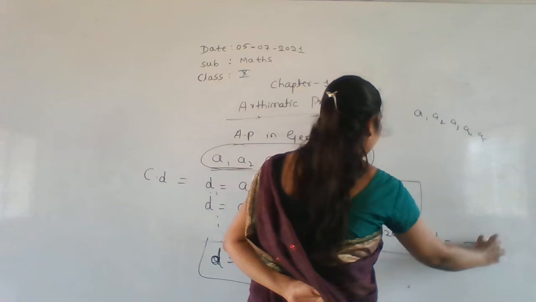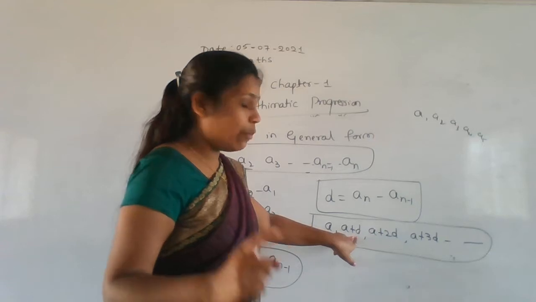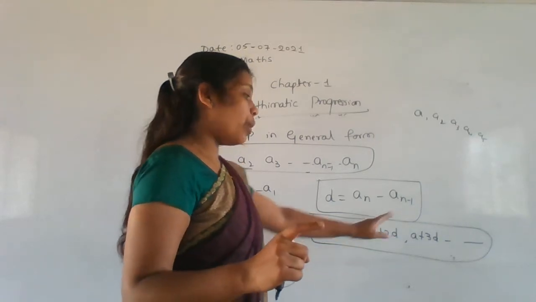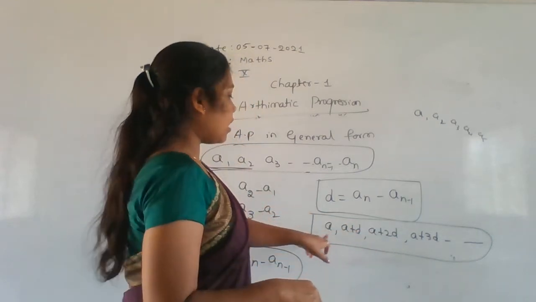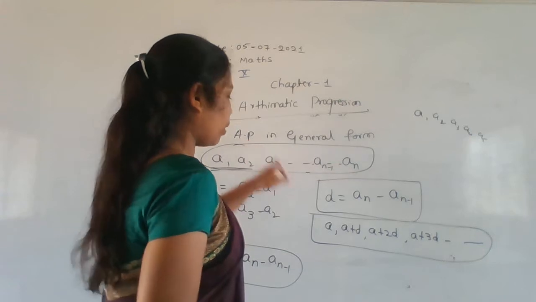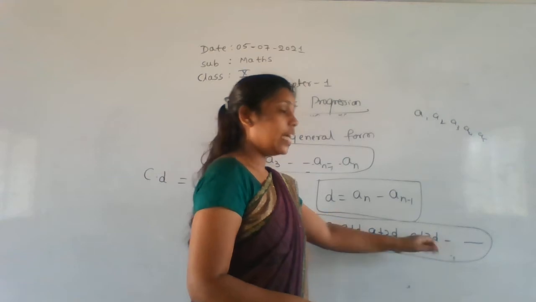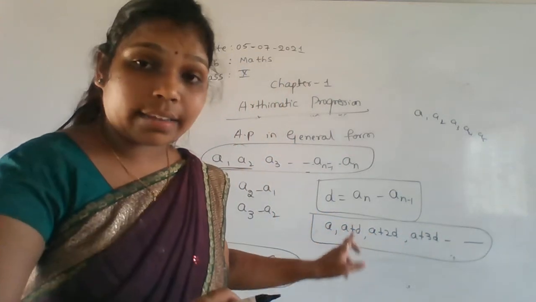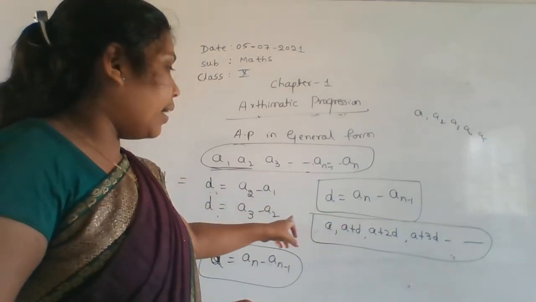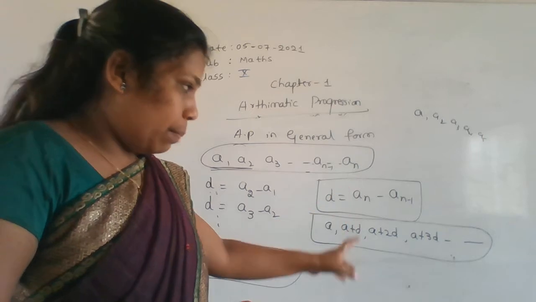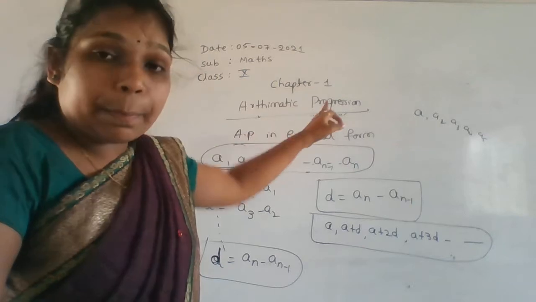This is also a general form of arithmetic progression, because here only one difference you added, because again you have to add the difference. So here also 1D, here also 1D, 2D it will become, right? So this is also a general form of arithmetic progression, that is A comma A plus D, comma A plus 2D, comma A plus 3D. That is D is equal to A N minus A N minus 1, and A comma A plus D, A plus 2D, A plus 3D is also a general form of the arithmetic progression.